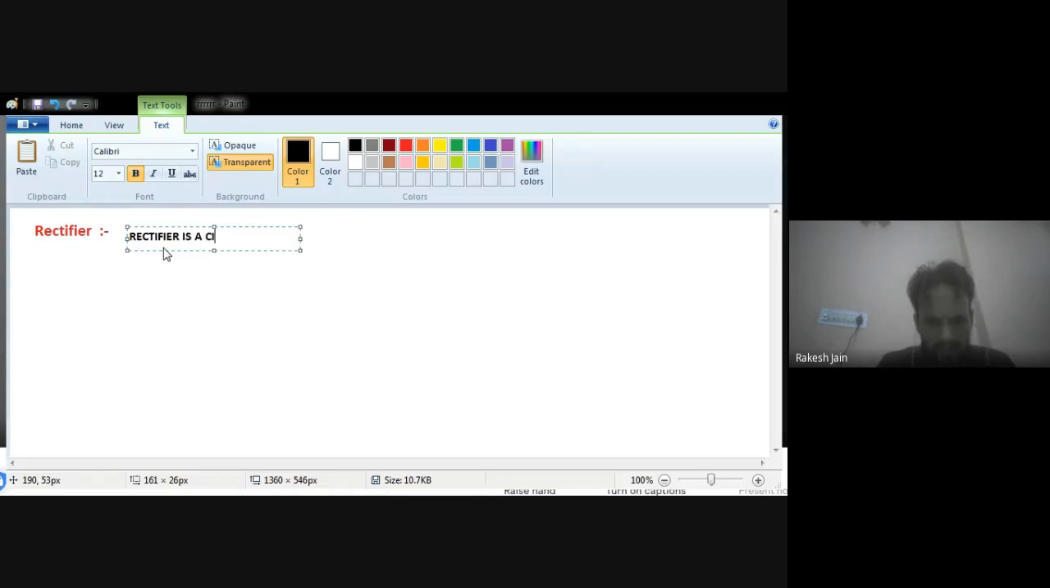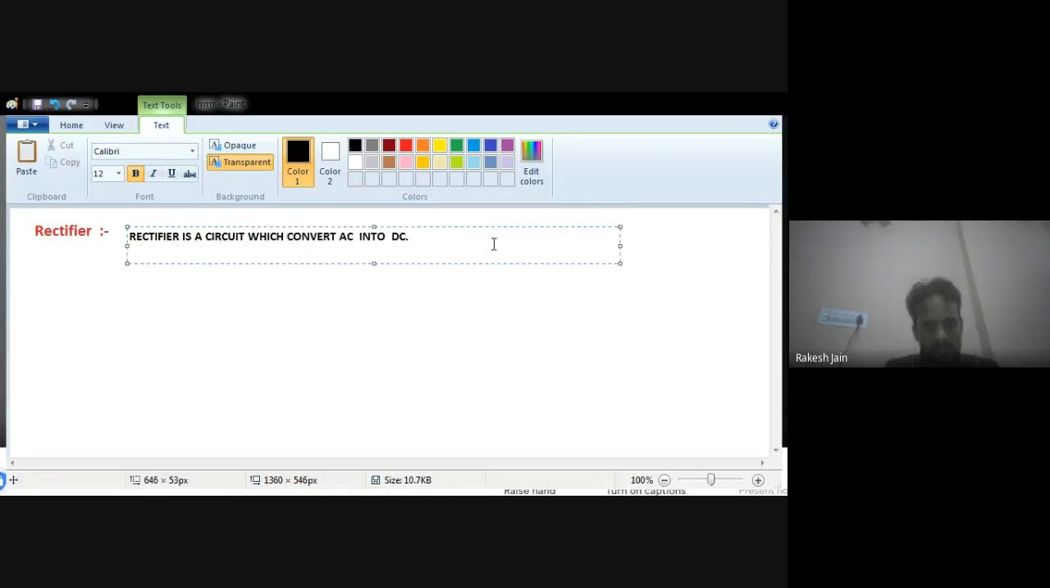Rectifier is a circuit which converts AC to DC. And what is the main element of this rectifier? The main element of the rectifier is the diode. It is the main application of the diode. If someone asks you what the main application of the diode is, the diode serves the purpose of a rectifier. So the diode is the main element of this circuit.